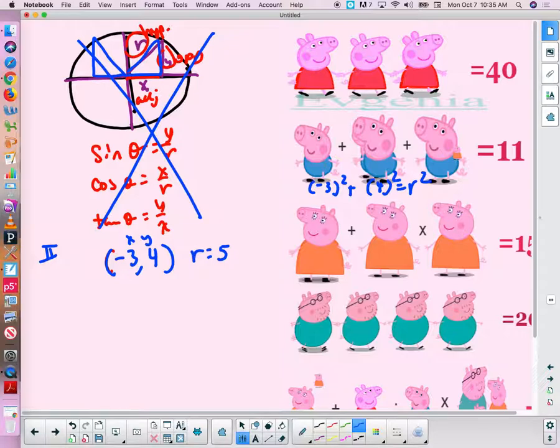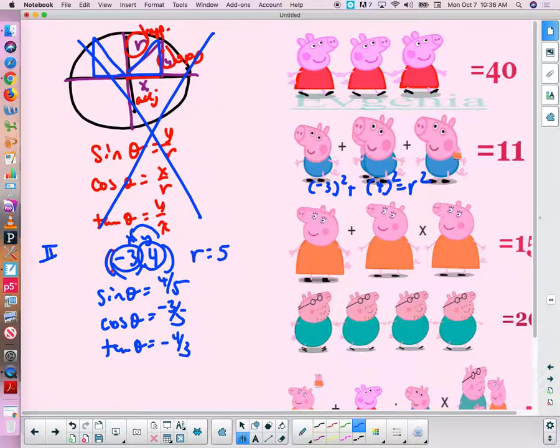All right, so now I can just go: sine of theta is y over r, cosine theta is x over r, and tangent theta is y over x. Do you see how quick that was if I don't have to draw a picture and everything?